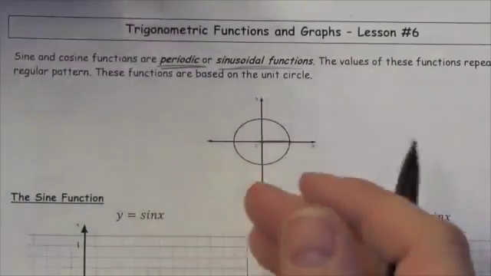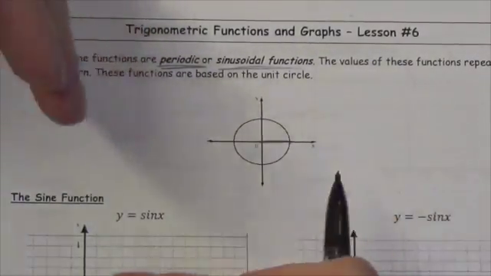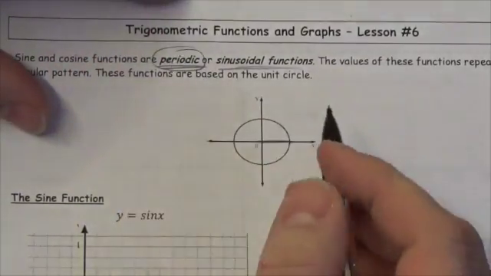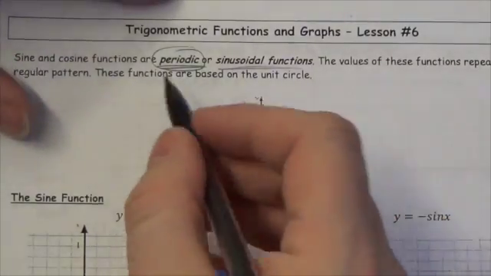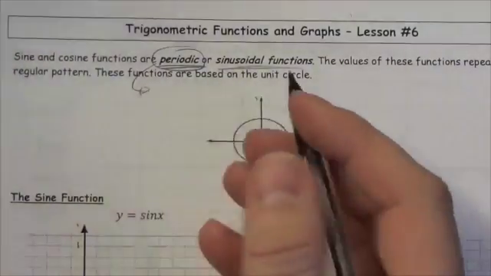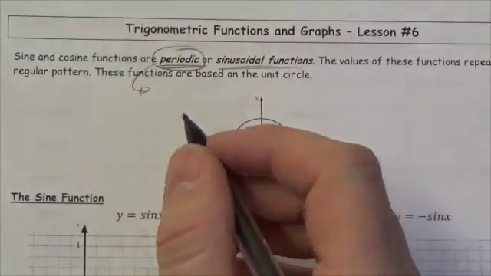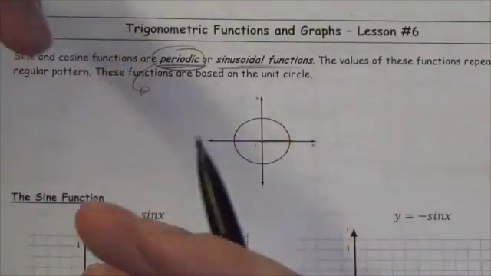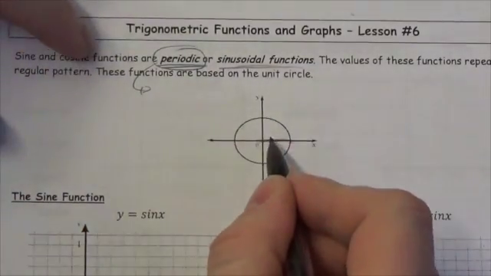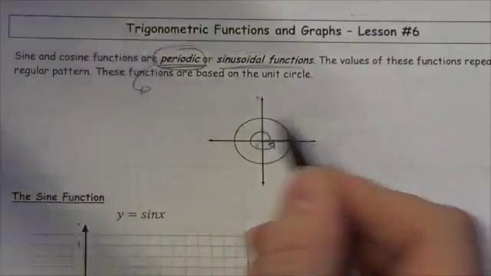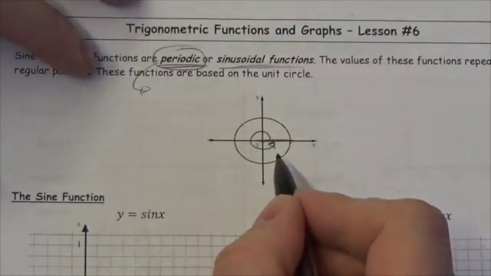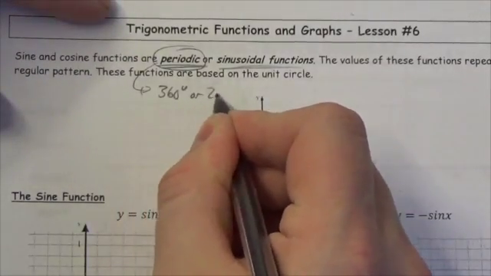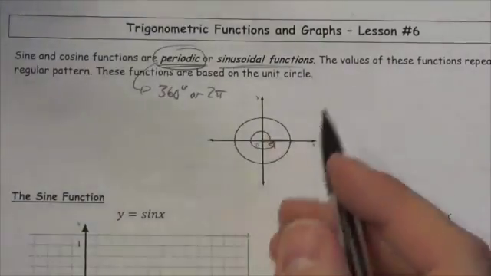When you get a function that goes through the same values over and over again, kind of repeats this little pattern here, we call it periodic. The period is the distance between the parts of the graph that are repeated. So in this case, for example, a sine function repeats after 360 degrees. So the period here would be 360 degrees or 2 pi radians, because that's when these things repeat.